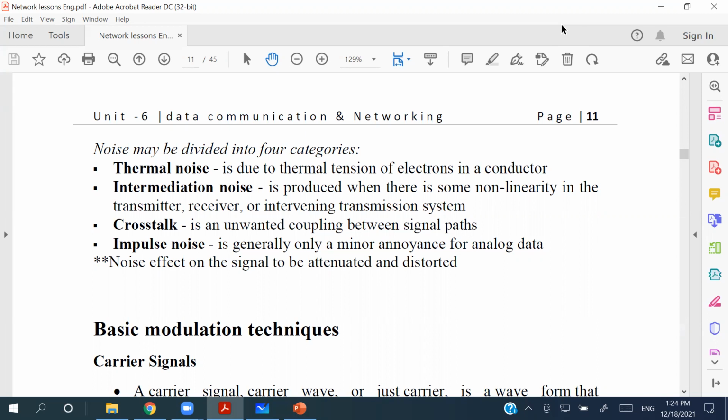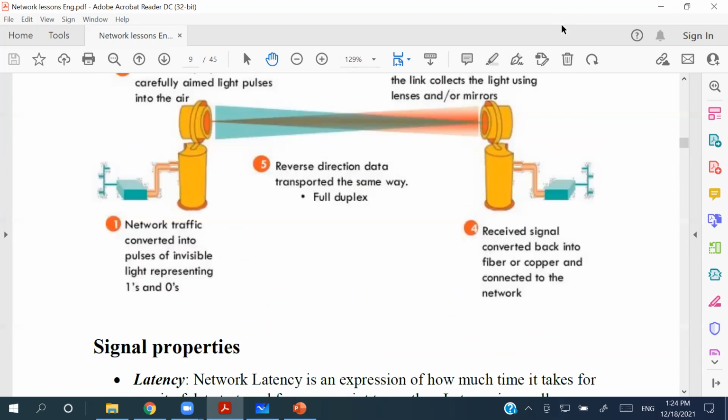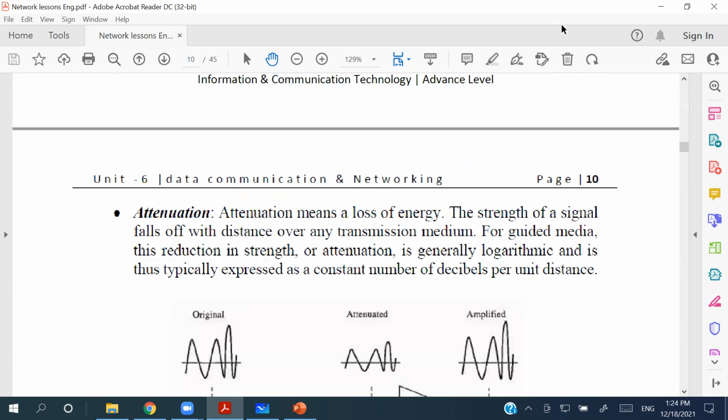So it does not have much effect on analog data, but mostly on digital data, impulse noise affects. Right? So yeah, that is the things that we have to talk about regarding the signal properties.